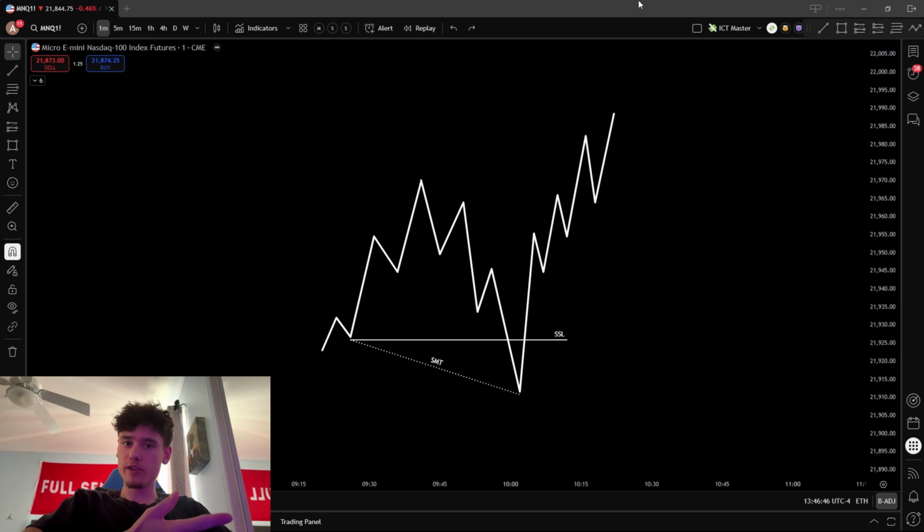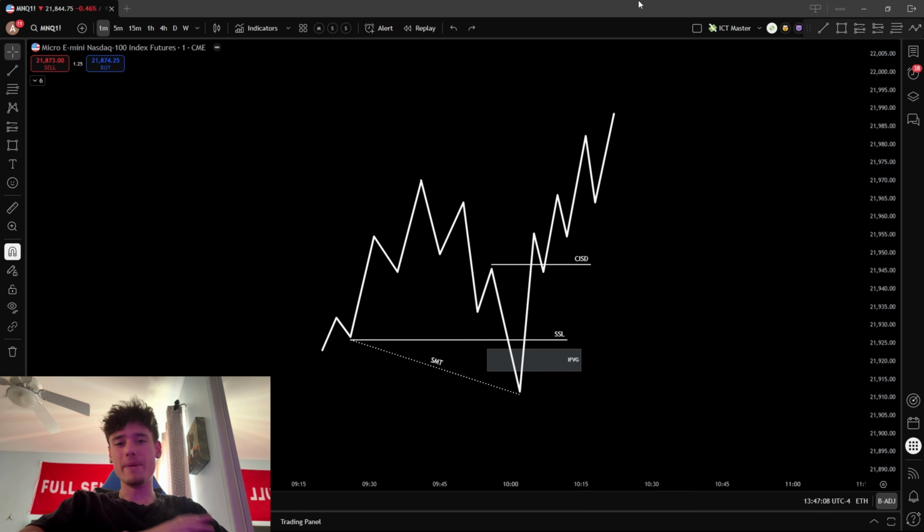So now we look for an entry. What do you want to look for as an entry? An inversion fair value gap right at the bottom. Right before it breaks through, you see an inversion, you can take your trade there. If you don't see an inversion, that's not a problem. Just keep waiting a bit. Maybe you're going to have a change of state. The second the change of state gets broken, then you can enter your trade.